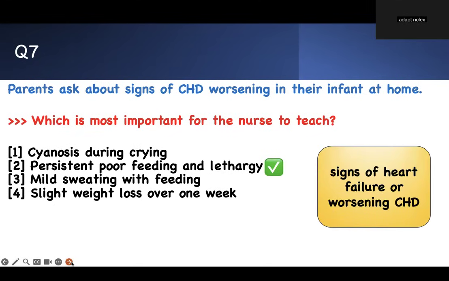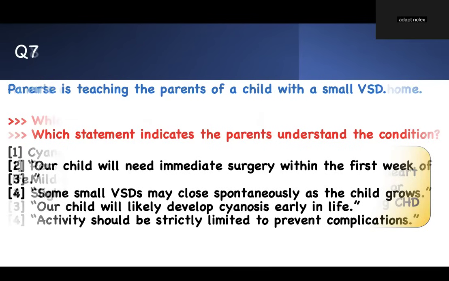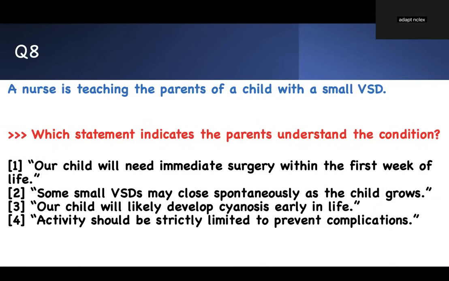This is the content I want to give to you. Now, I want you to try this. This is a VSD, ventricular septal defect question. We're talking about congenital heart disease using English practice questions and answers and using content breakdown. What do you think? Watch the video, answer this one. Which statement indicates the parent understands the condition? The nurse is teaching the parent of a child with a small VSD.